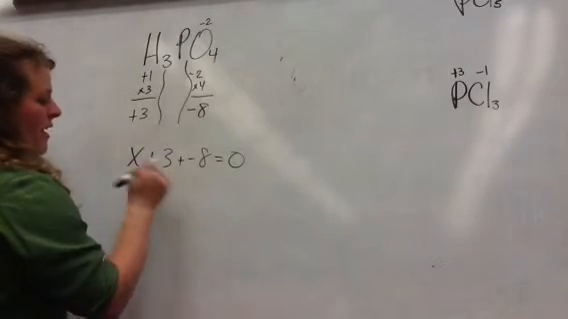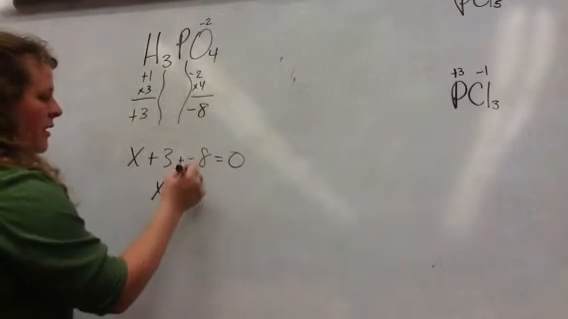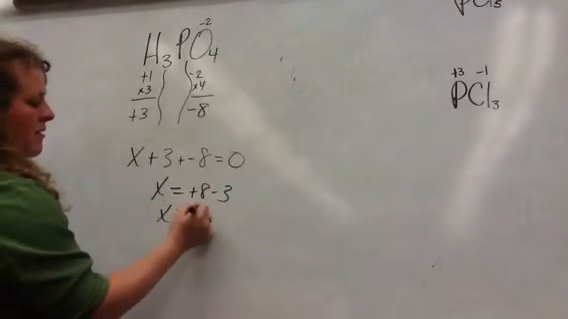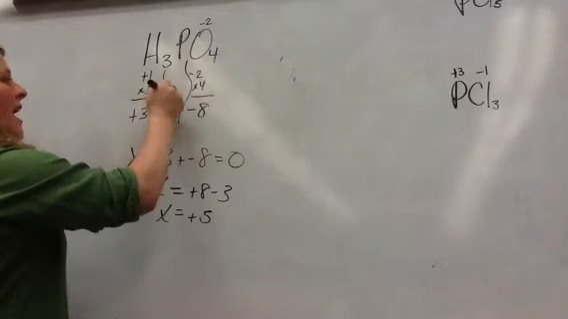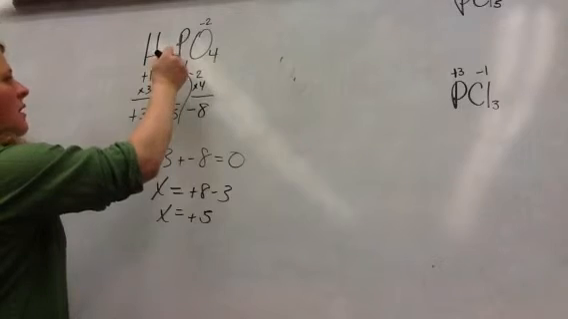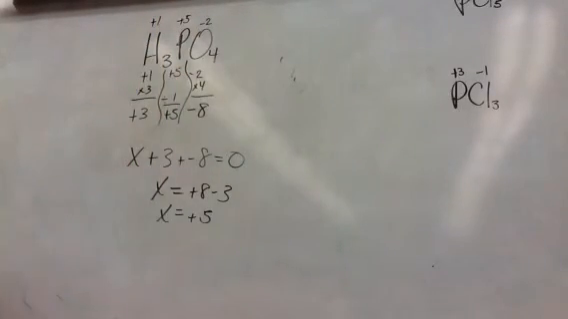And if you need to do the algebra here, most of you can do this in your head, but that would be +8 minus 3, x equals +5. We only have the one phosphorus, so we have +1 plus 5 minus 2. Okay? Not hard, just following the rules.